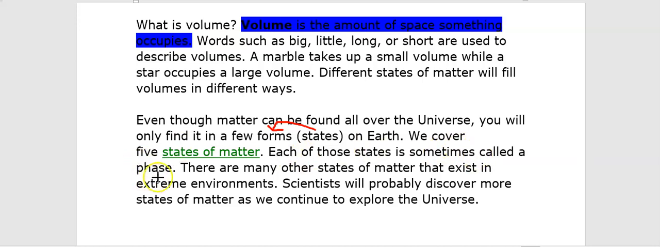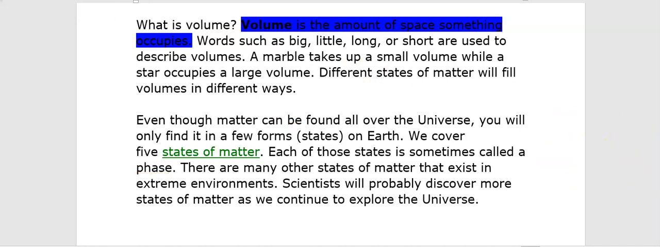Each of these states is sometimes called a phase. All right, so we can call it forms of matter, states of matter, and phases of matter. There are many other states of matter that exist in extreme environments, so not normally. Scientists will probably discover more states of matter as we continue to explore the universe.